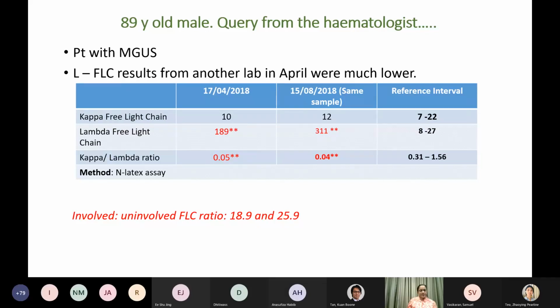Because of that, he was querying the results, comparing our 2,289 and now our 4,000, saying it can't be correct. And fortunately, we had our samples, so we sent them to the second lab, and they got a result of 311. Again, even though it's very different to our results, the lambda free light chain concentration went up, and the involved to uninvolved free light chain ratio using the latex assay also increased from 18.9 to 25.9.